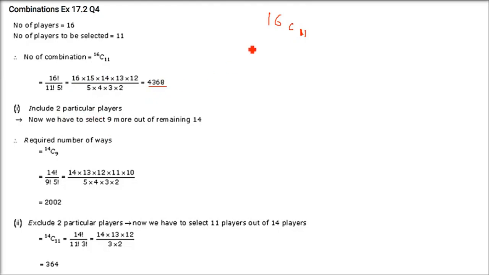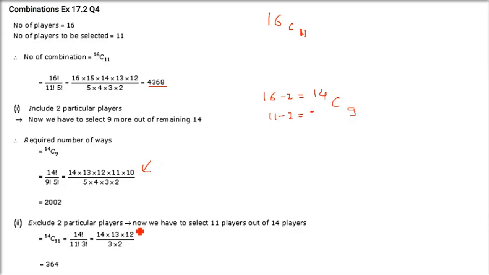Now include 2 particular players always. That means 2 are already there, so you just have 14 options, 16 minus 2. And since 11 has to be selected and 2 are already there, you subtract 2 from 11. The choices are limited, there are only 9 we have. So 14C9 is the answer, including 2 players always.